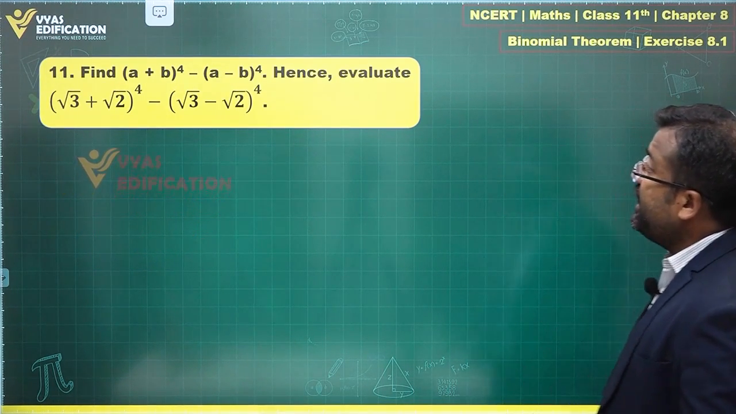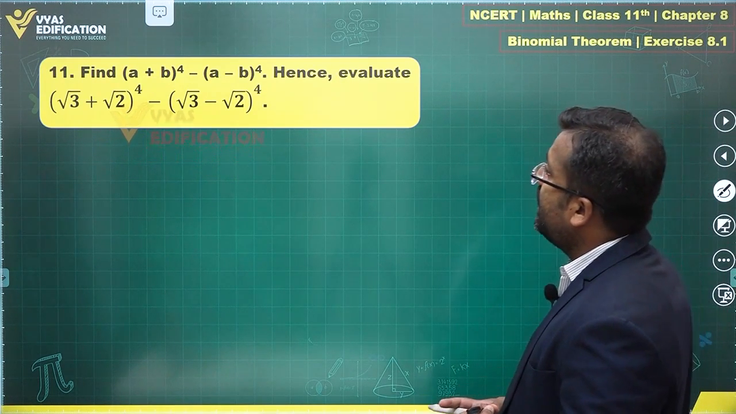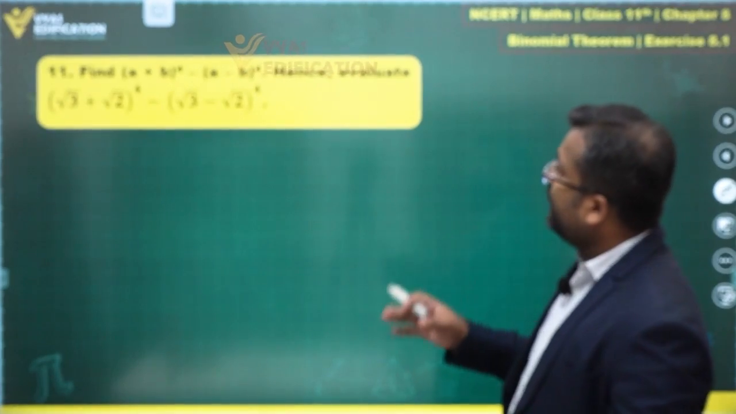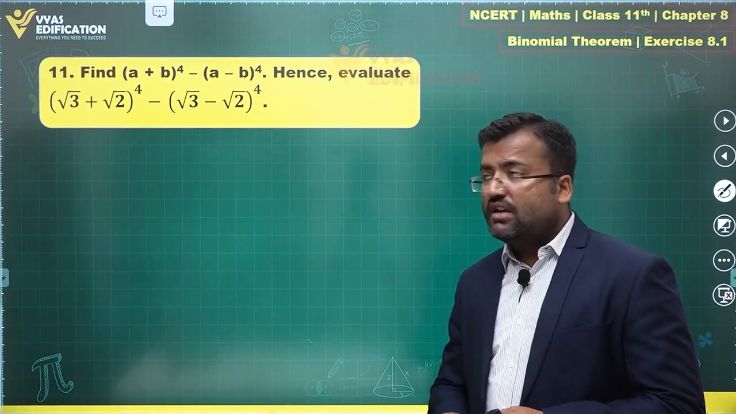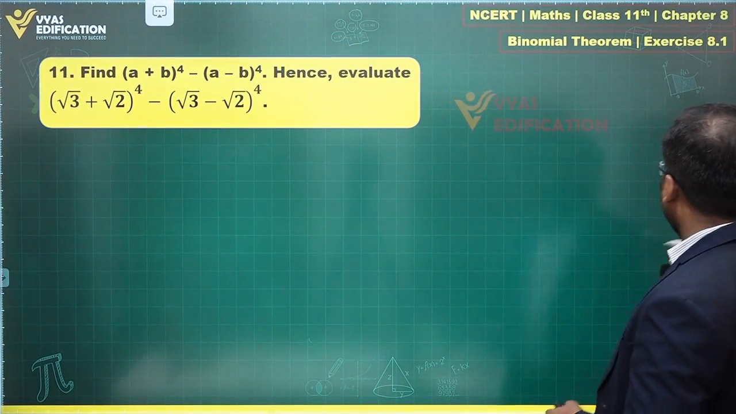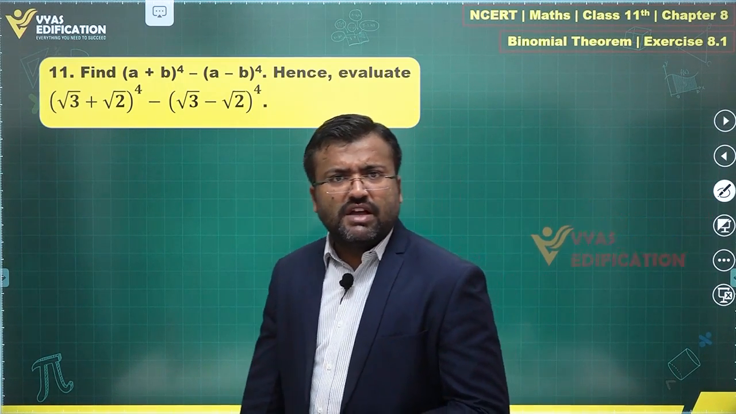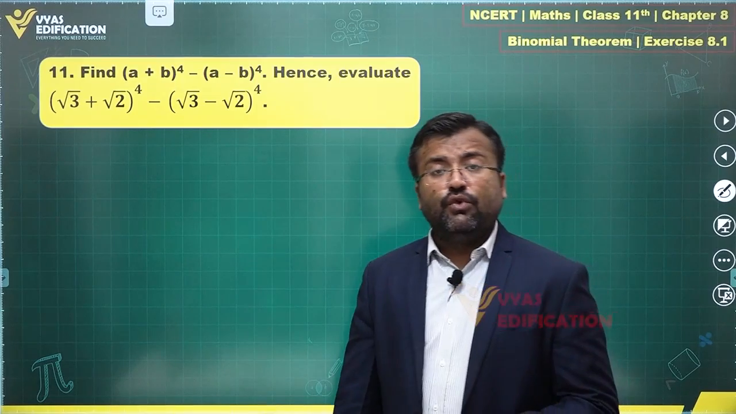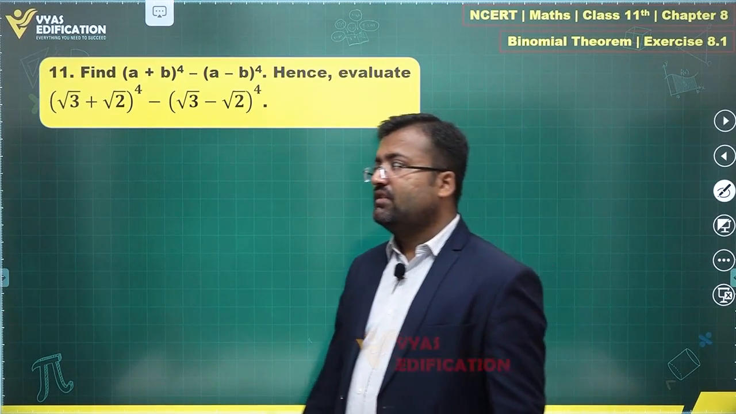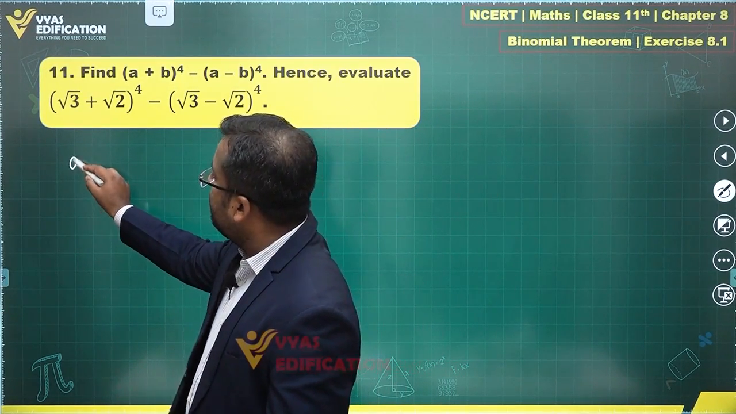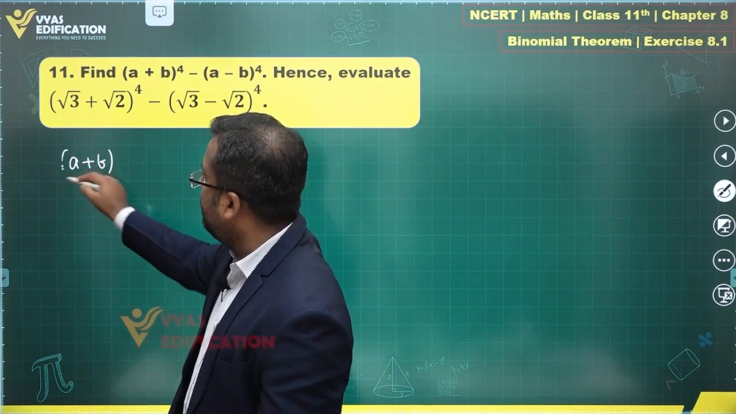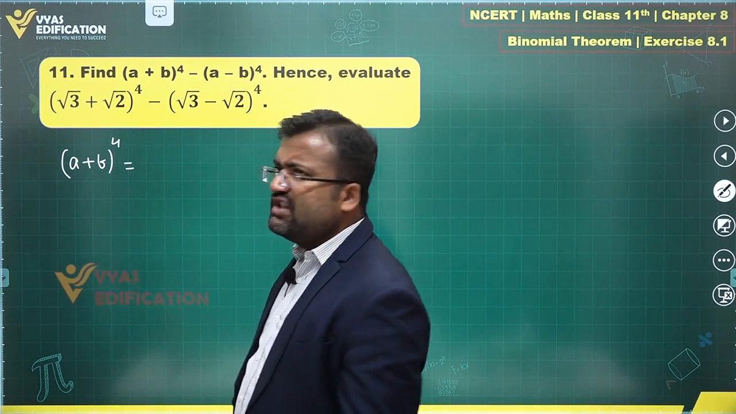The question says find a plus b whole power 4 minus a minus b whole power 4, hence evaluate this expression. Okay. How do we go about solving this? For a plus b power 4, we can simply use binomial expansion. For a minus b power 4 as well, we can use binomial expansion. So let's write a plus b whole power 4 first of all. What is this equal to?